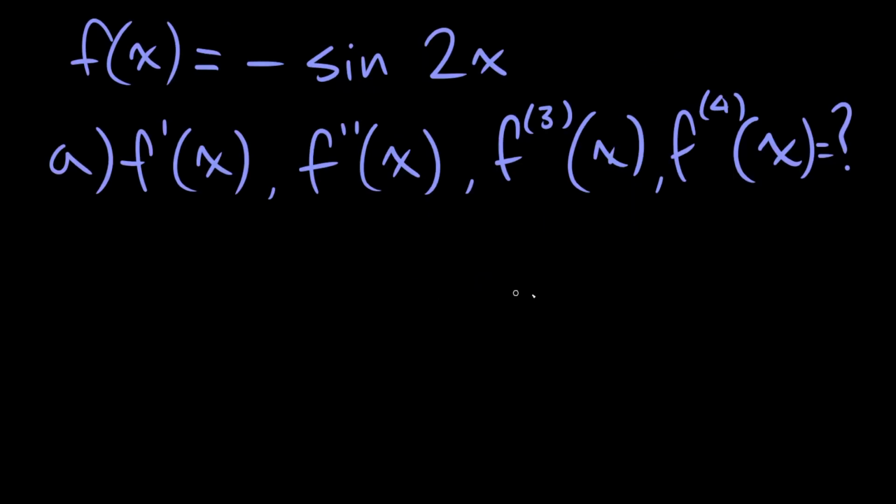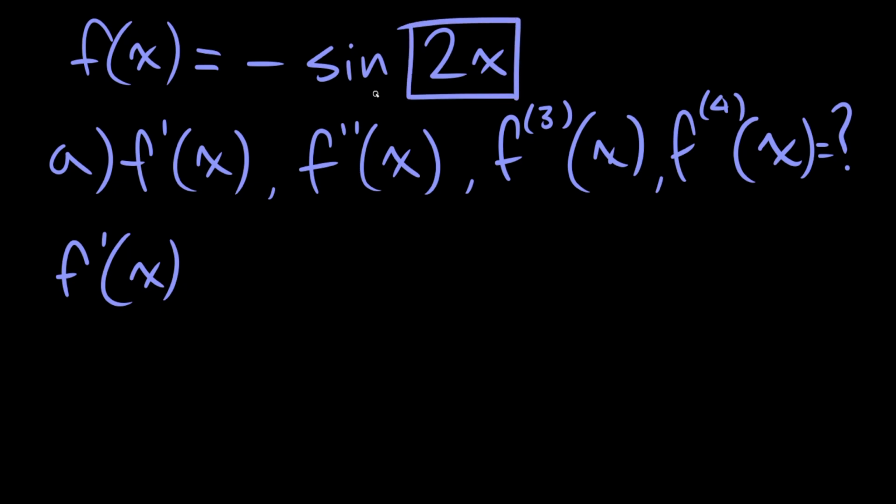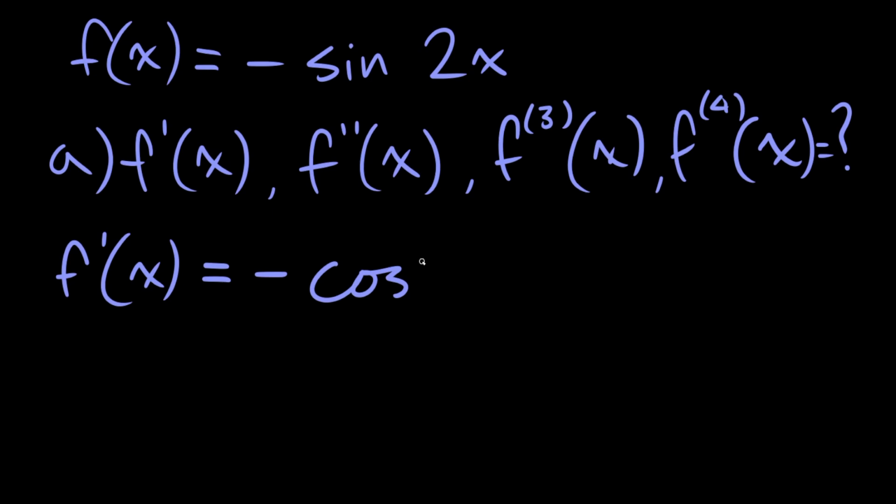So the second question here, you might find some use in having some pattern recognition. They're asking for the first derivative, second, and up to the fourth derivative. So for the first derivative, let's just take the derivative of this function. It's going to be negative, and the derivative of sine is cosine, and we can't forget to chain the inside, so we'll get negative cosine of 2x times 2. Let's rewrite that: 2 cosine 2x.